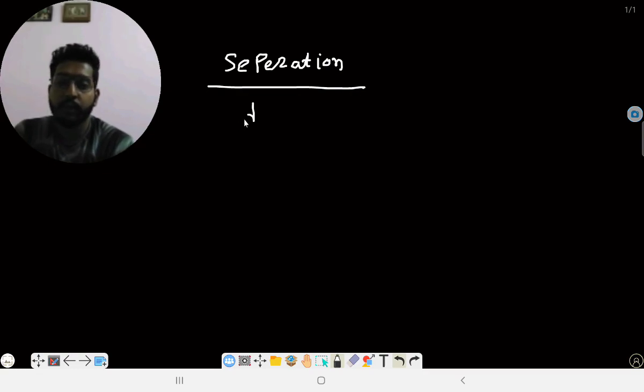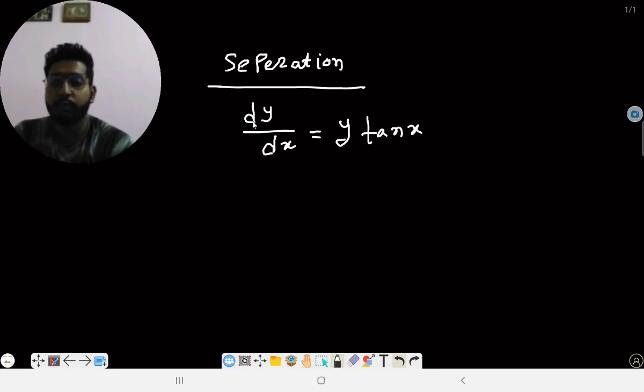Suppose I am giving one equation, dy/dx equals y tan x. This is a very easy one. This method is called separation. There are four techniques we should know. The first is separation, the second is substitution, then homogeneous, and number four is the linear differential equation. Up to class 12, we should know these four techniques to solve differential equations. In higher classes, there are several more techniques, but up to class 12, we should know four techniques only.